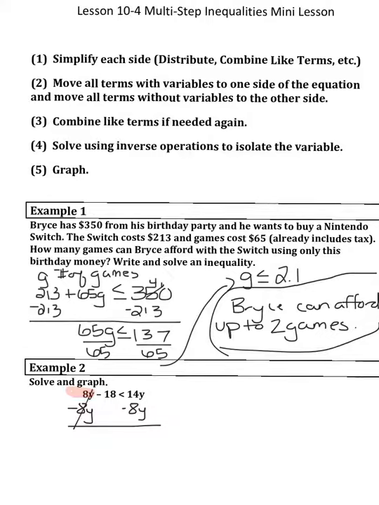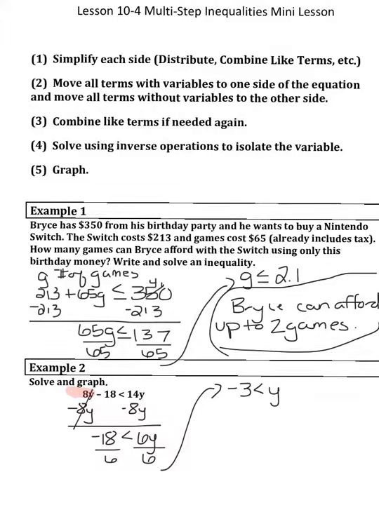These cancel. You're left with a negative 18 is less than 6y. What do you do next to solve for y? Divide by 6 on both sides. I'm going to write this over here. What are you left with now? Negative 3 is less than y.